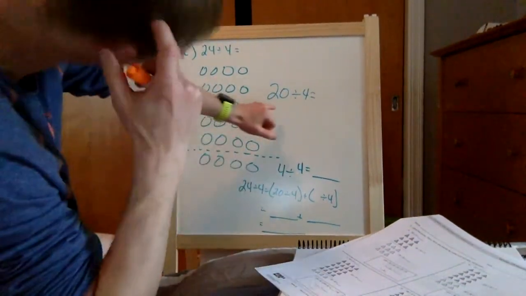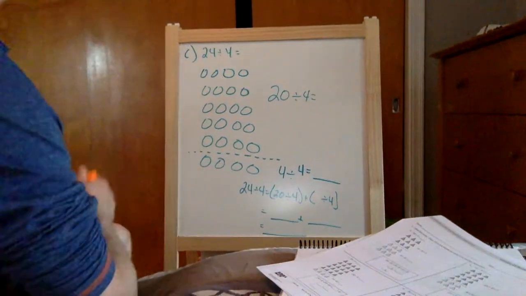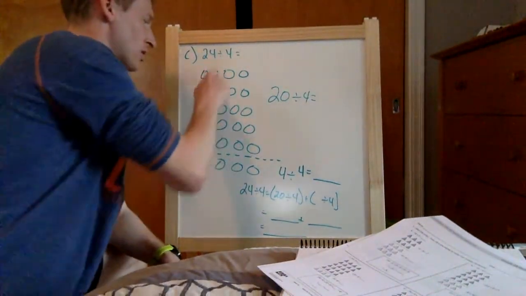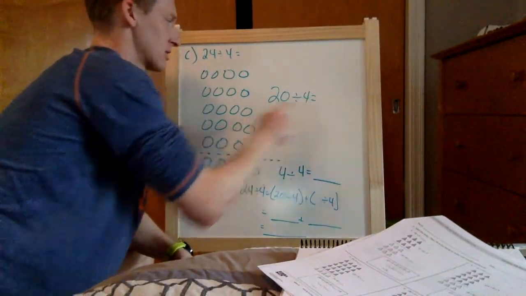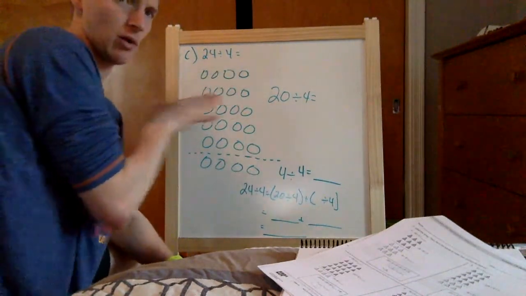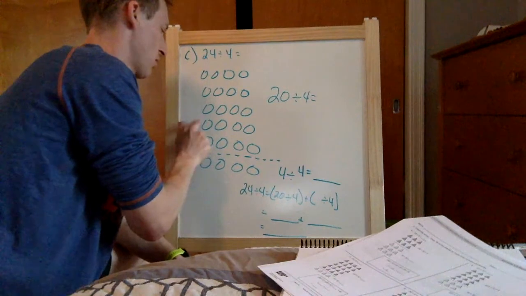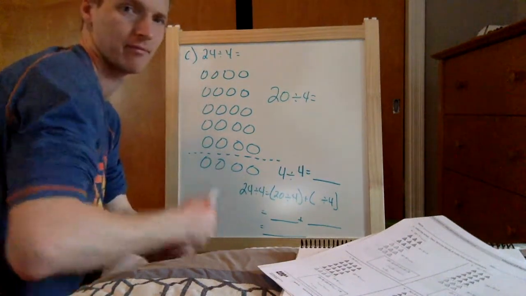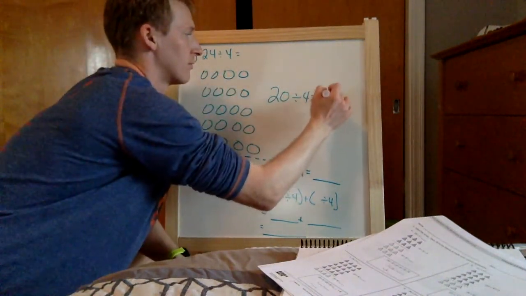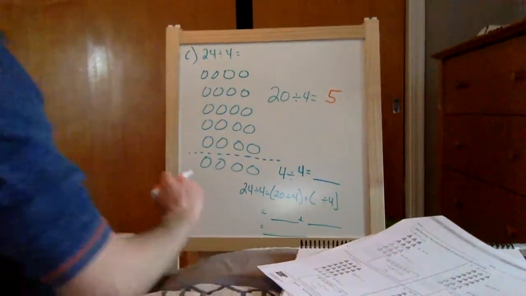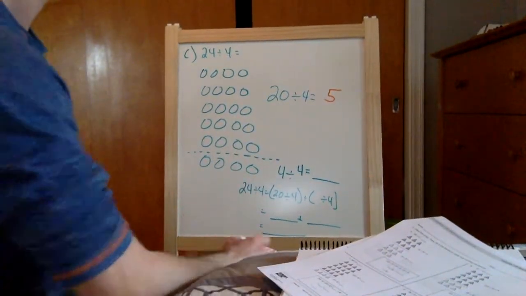Okay? So 20 divided by 4. We know 4 is the amount of columns, so that means the answer is the amount of rows that go sideways. 1, 2, 3, 4, 5. Okay? And then we go to the second problem now.